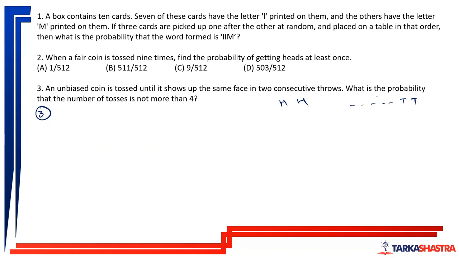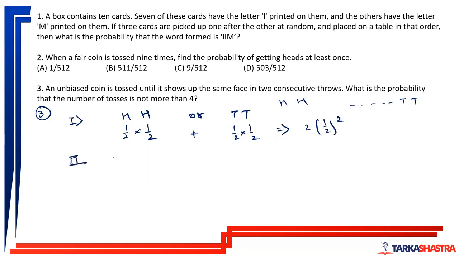The number of tosses should not be more than 4. So the first case is when it is heads or it is tails. Right? The first 2 tosses are heads, or the first 2 tosses are tails, and the game ends there. Now, what is the probability of heads? 1 by 2. The probability of second heads is also 1 by 2. Or the probability of tails is 1 by 2, and the probability of second tails is also 1 by 2. So in total it will be 2 into 1 by 2 square.